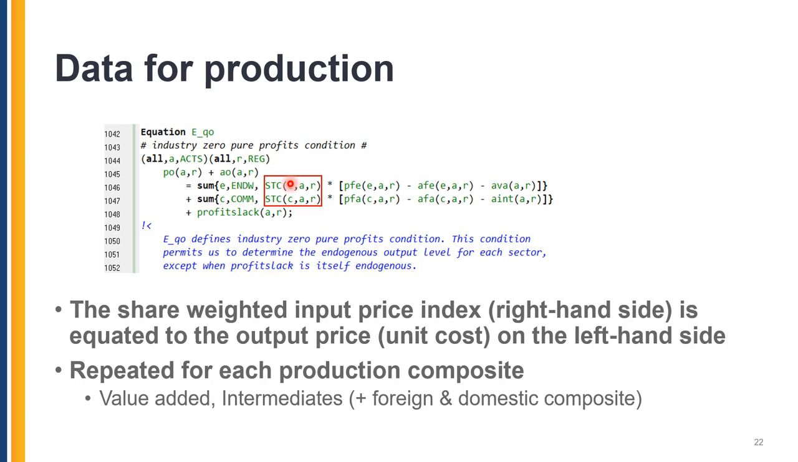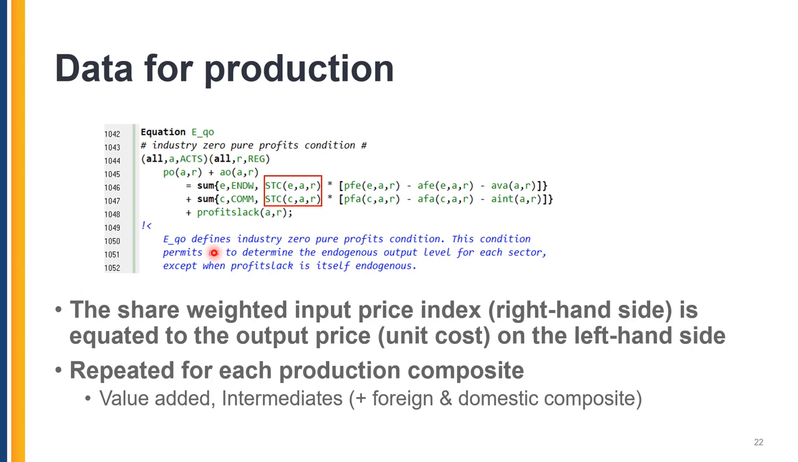And so a good place are these STC shares, or shares in total cost, and that's something that we're going to try to look into. So this is that zero profits equation that we ended last session on. The equation QO, remember, this zero profits is determining industry output.